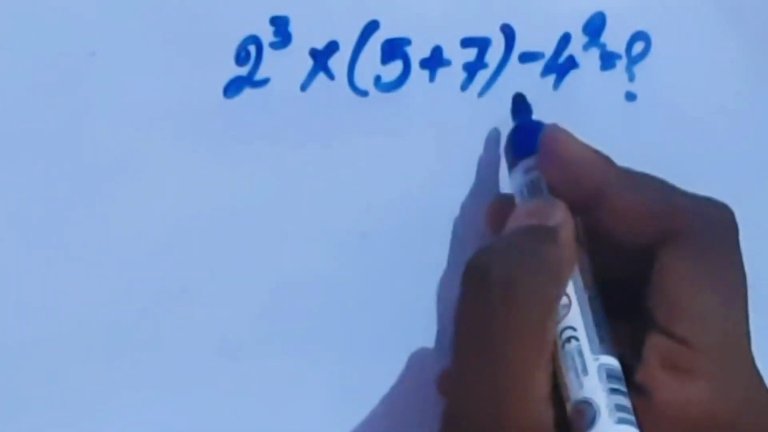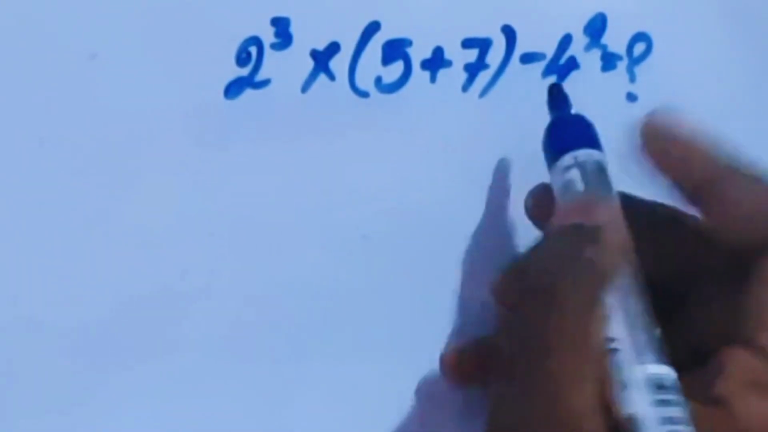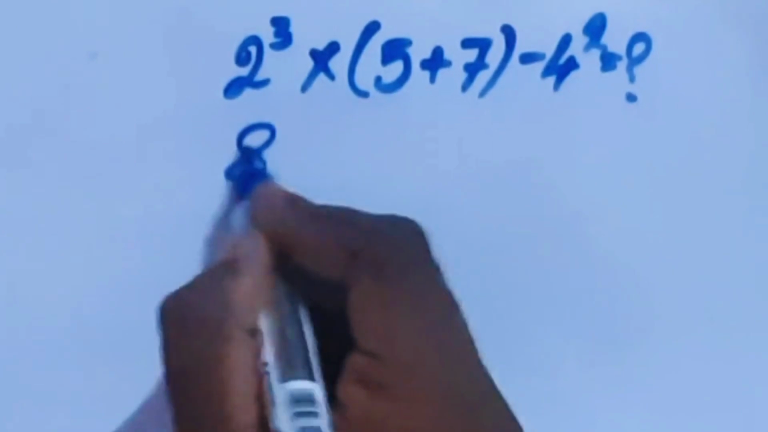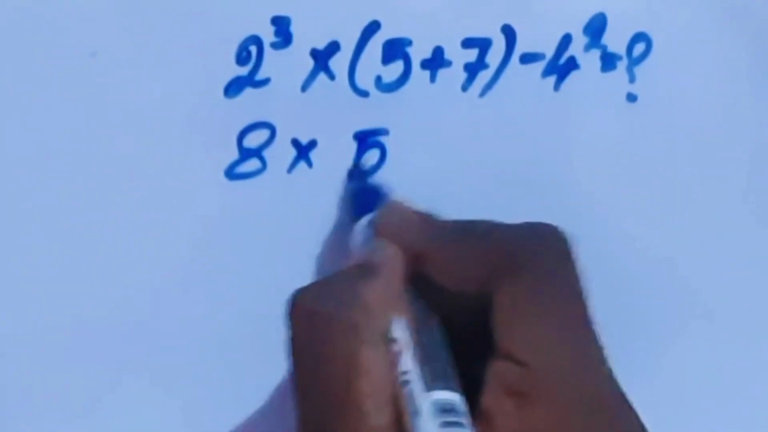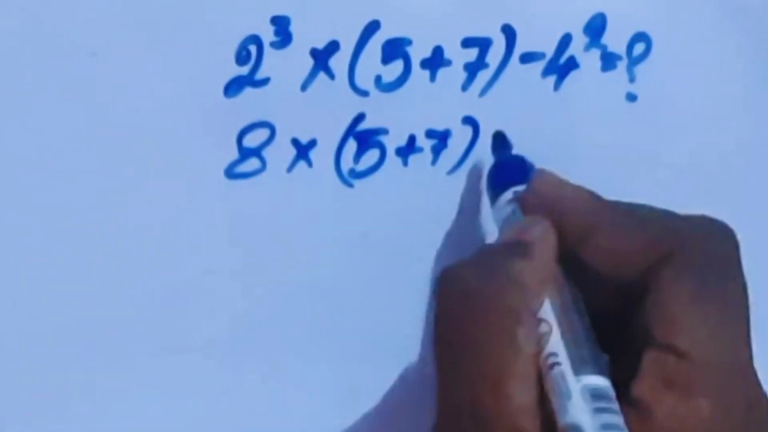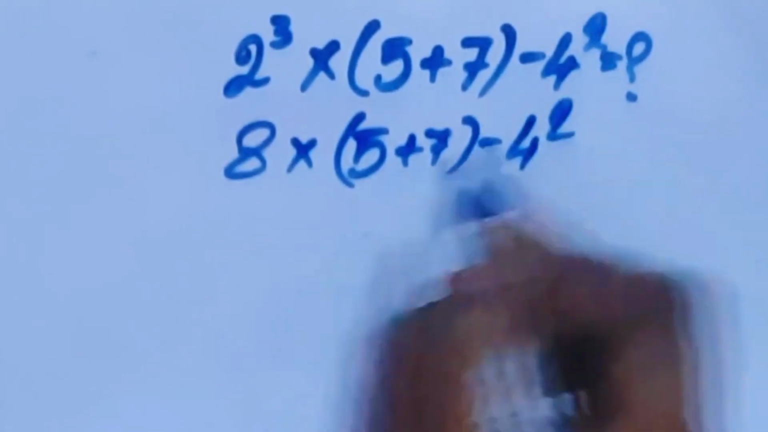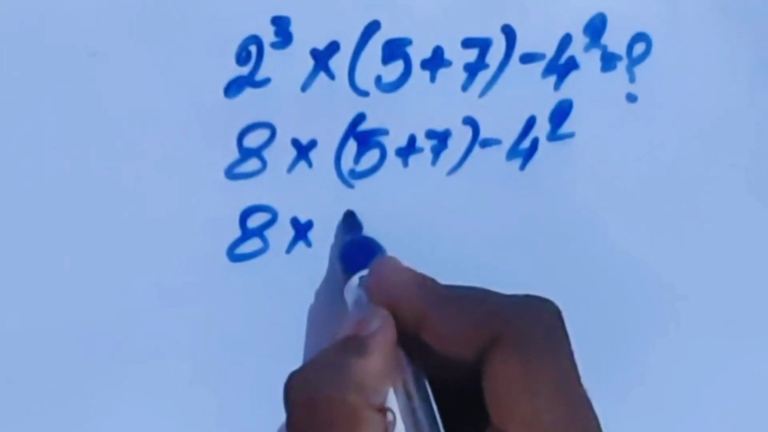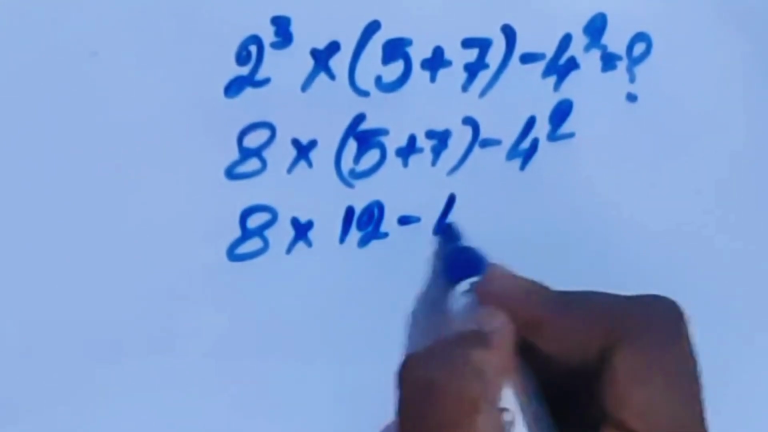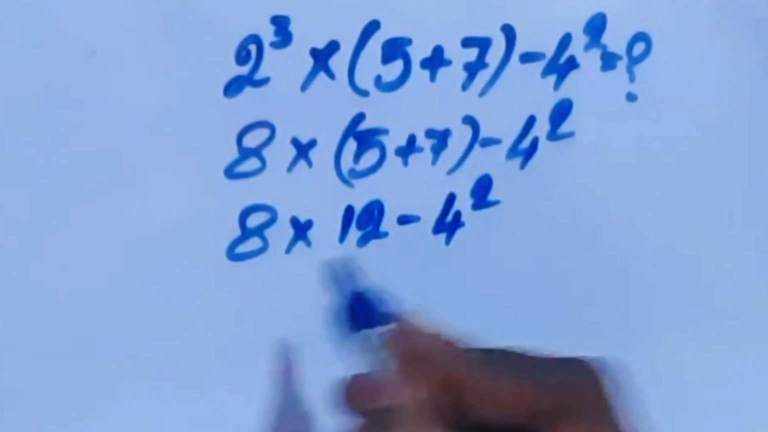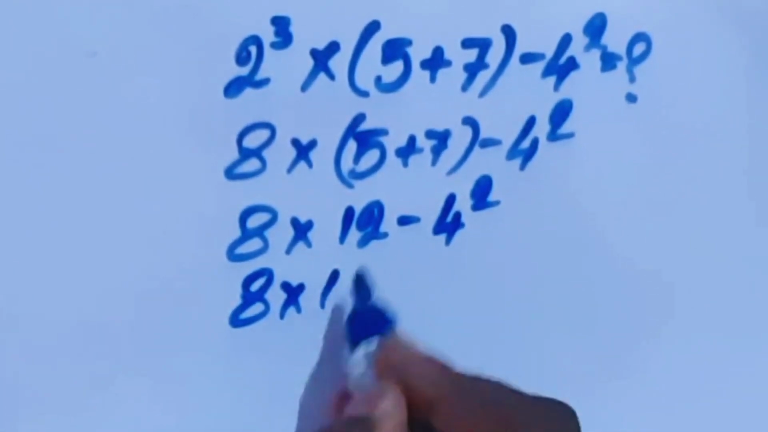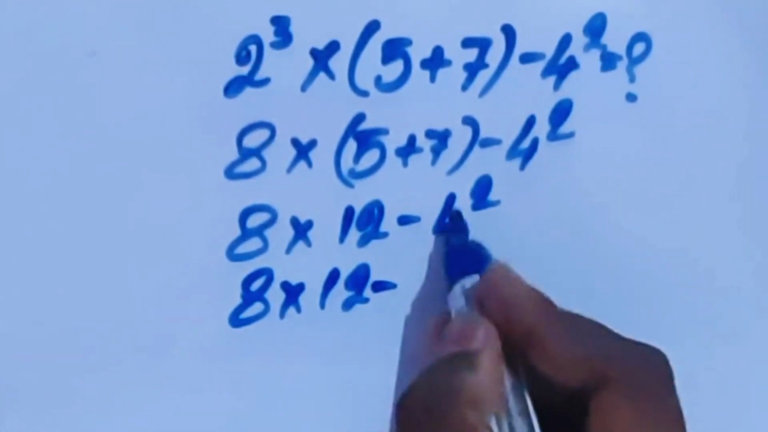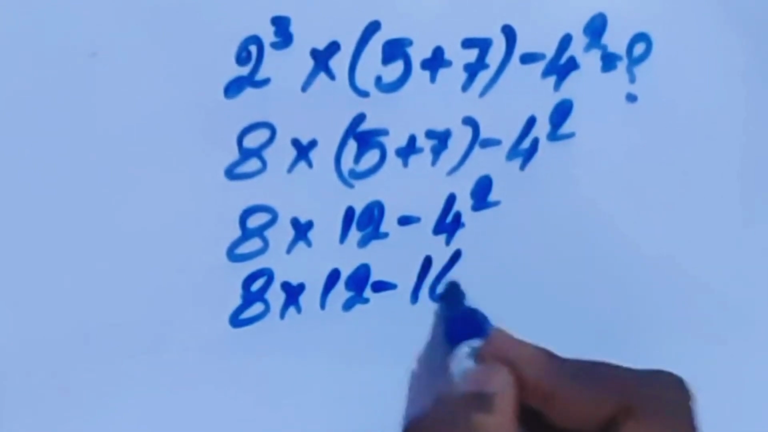Hi guys, most people answer negative 32 for this problem because they use the wrong order. Here, 2 to the power of 3 is 8, times (5 plus 7) in brackets, minus 4 to the power of 2. Here, 8 times (5 plus 7) is 12, minus 4 to the power of 2. Here, 8 times 12 minus 4 squared is 16.